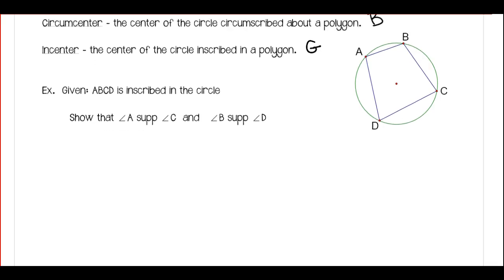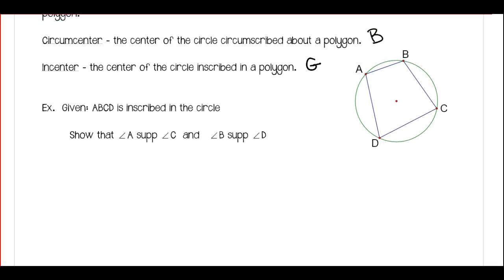Let's take a look at a quick example. We've actually done stuff like this before, so hopefully this isn't brand new for you. We've got ABCD inscribed in the circle, and we want to show that A and C, one pair of opposite angles, are supplementary, and then B and D are also supplementary. Since A is an inscribed angle, the measure of angle A is going to be 1/2 of arc BCD. I also know that the measure of angle C is going to be half of its intercepted arc, so half of arc BAD.